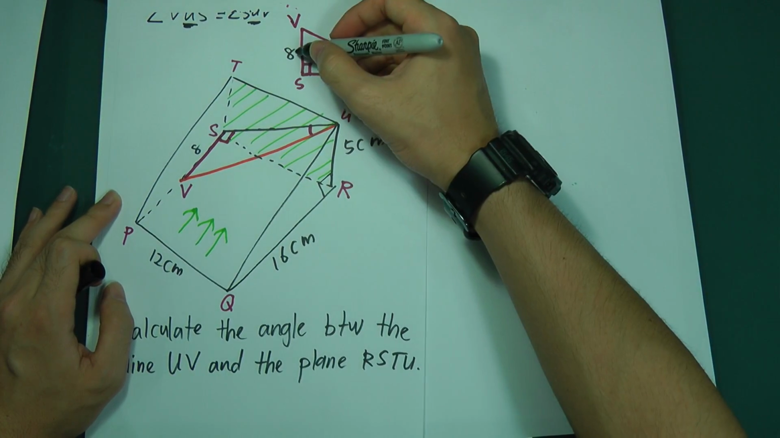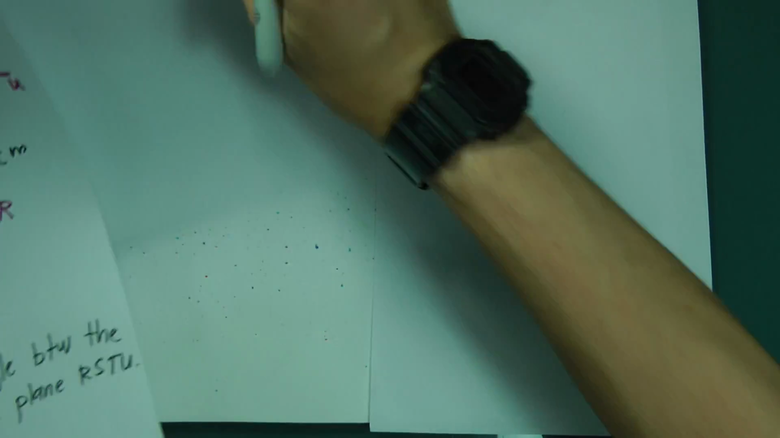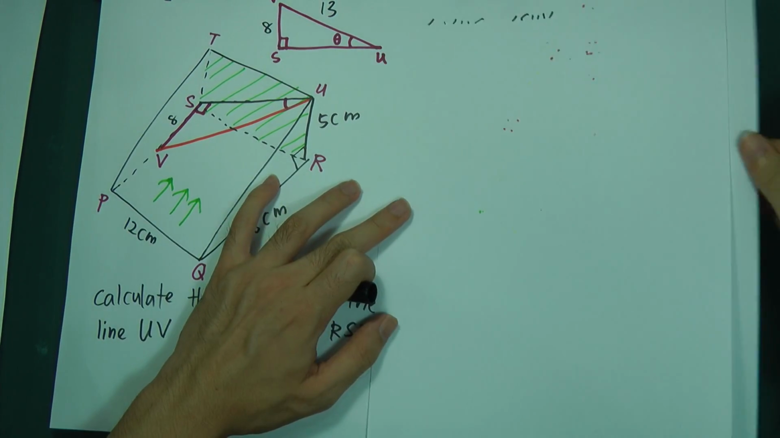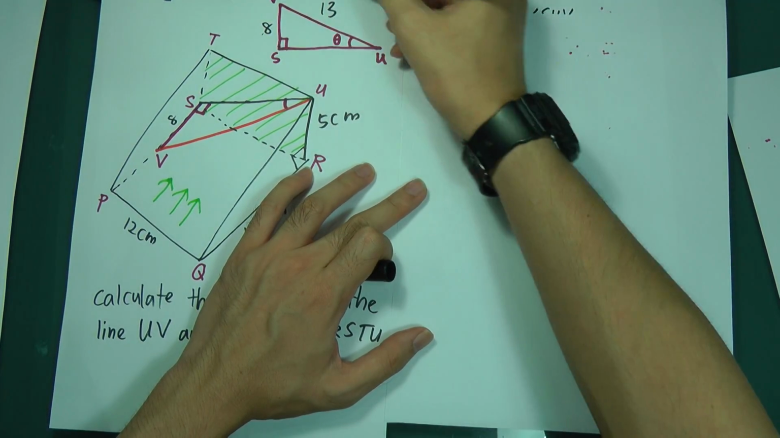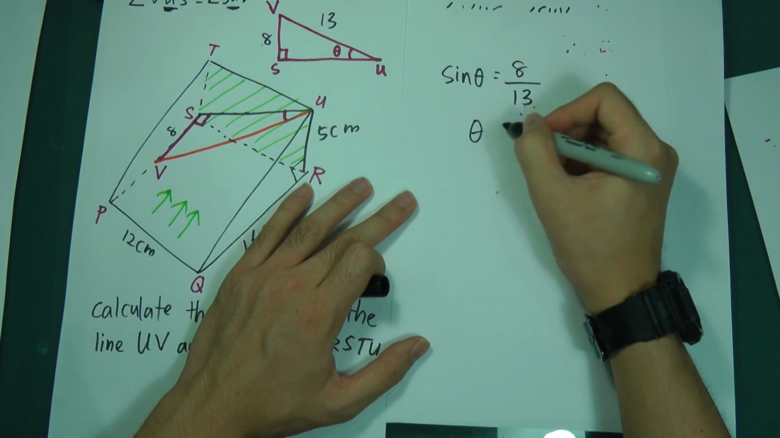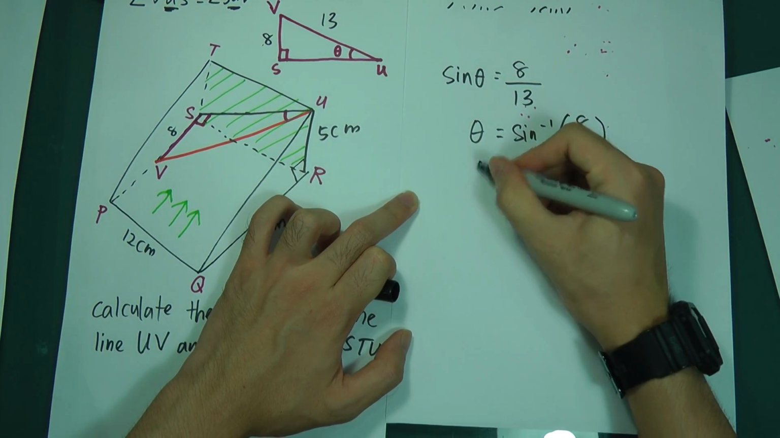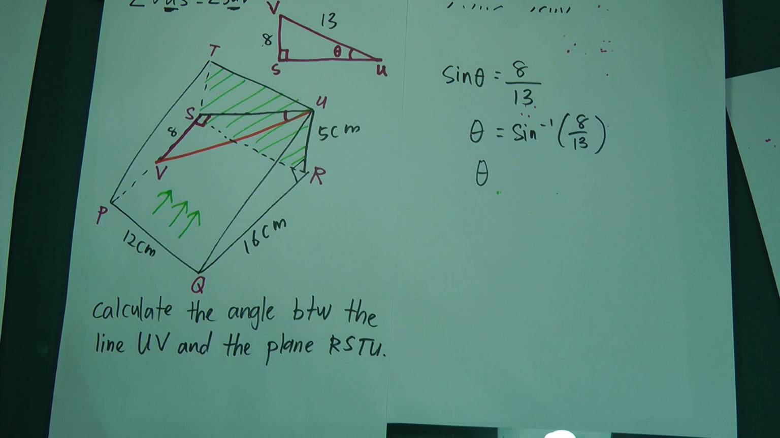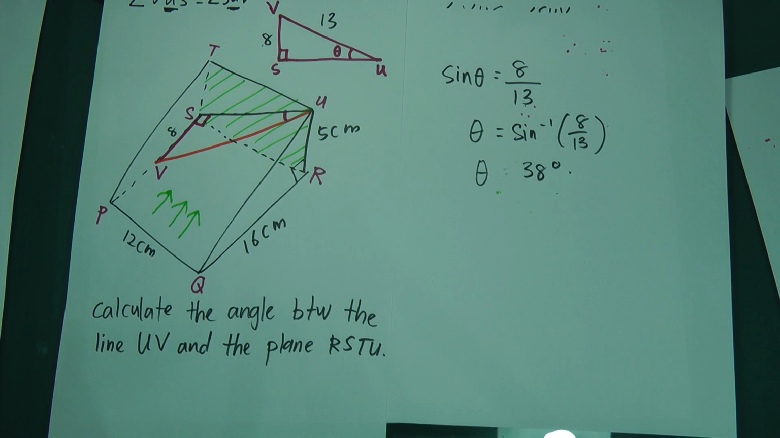So we have the opposite and the hypotenuse, so we can use sine. Sine of the angle equals opposite over hypotenuse. Opposite is 8, hypotenuse is 13. Then the angle equals shift sine, bracket 8 over 13. Just press the calculator, and you get the angle is 38.